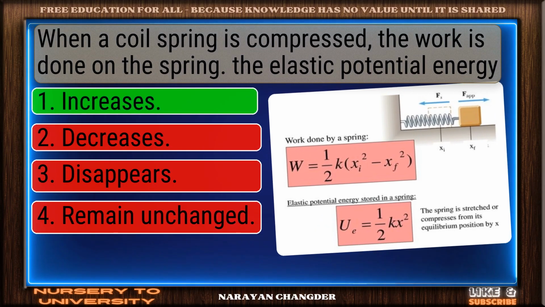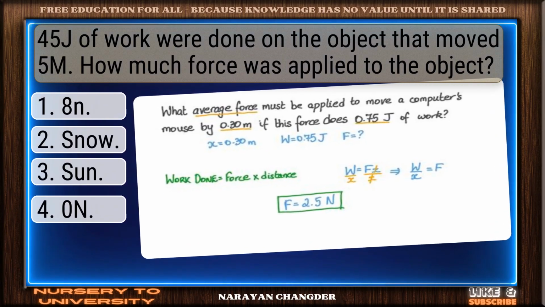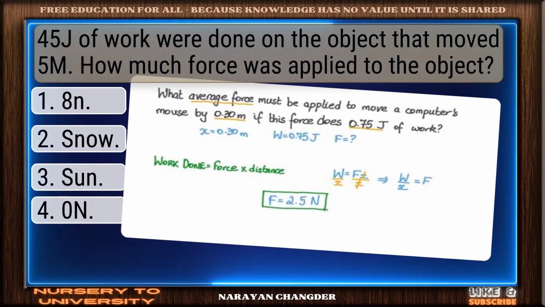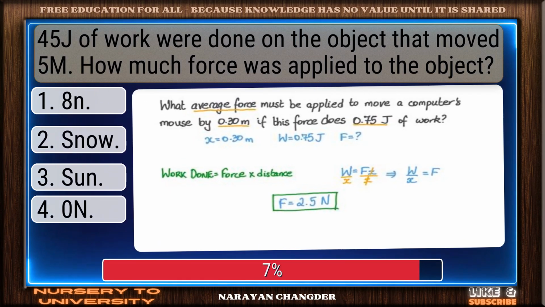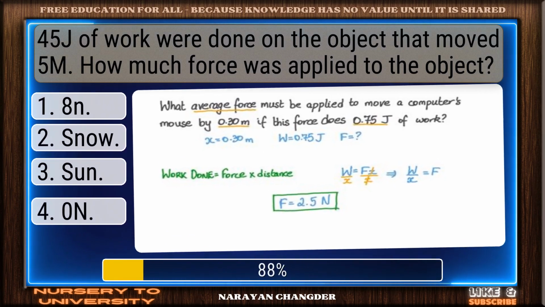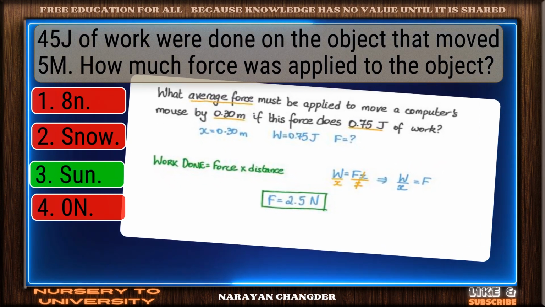Right again. Increases is a valid answer. Question number 31. 45 J of work were done on the object that moved 5 m. How much force was applied to the object? Strong choice. 9 N is the right answer.